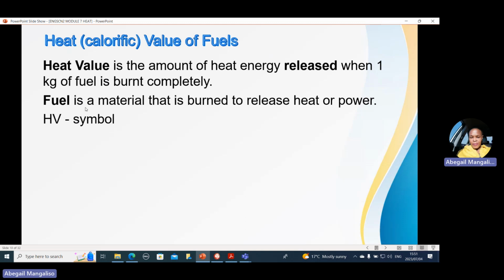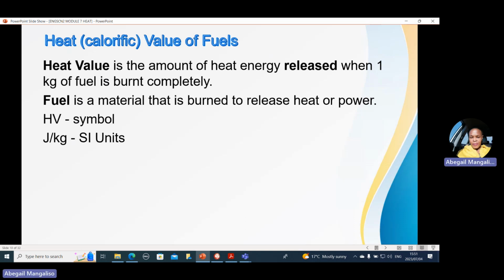Now, the symbol used for a heat value is HV. If you are given calorific value, you can put CV, but it's the same thing as the HV. The unit is the heat, which is joules, released when only 1 kilogram is burned, so it's joules per kg. That is the SI unit.